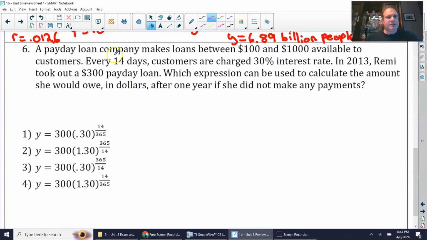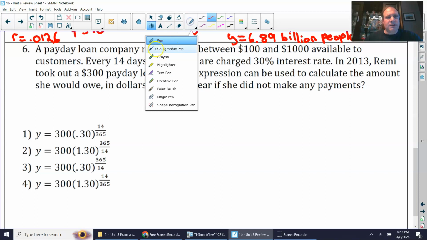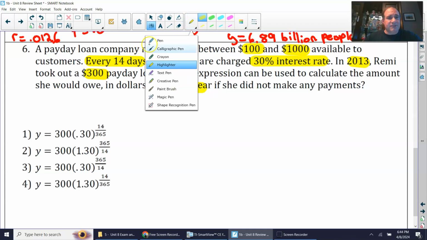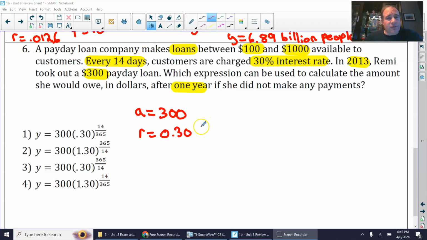So, number 6, a payday loan company makes loans between 100 and 1,000 available to customers. Every 14 days, customers are charged 30% interest rate. Oof. In 2013, Remy took out a $300 payday loan. Which expression can be used to calculate the amount she would owe in dollars after 1 year if she did not make any payments? So this is a growth, and I just put down A equals 300 because that's the amount Remy took out. The rate is 30%, so it would be 0.30.